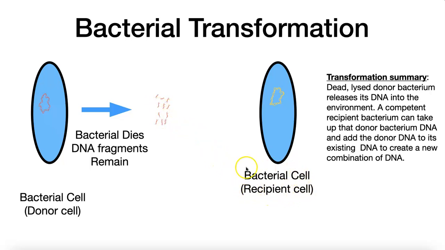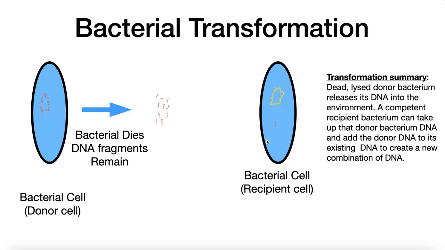So now we look at the recipient cell. When there is this environmental DNA present, it may be possible for one or more of these pieces to be taken up by this bacterium. So here's a piece of DNA that was taken up by this recipient cell, and we often use the term competent to describe a bacterial cell that is able to take up DNA during this transformation process.